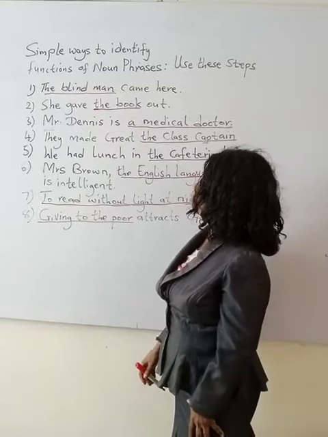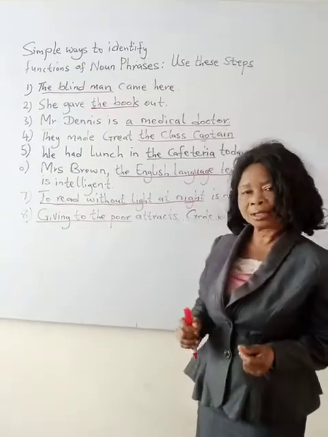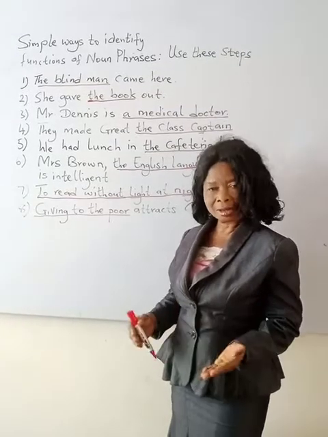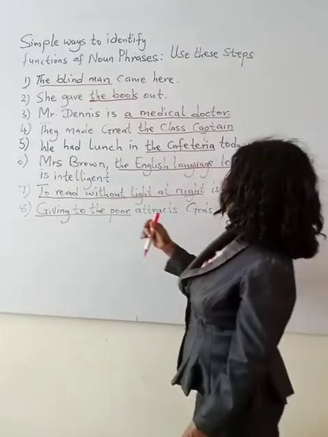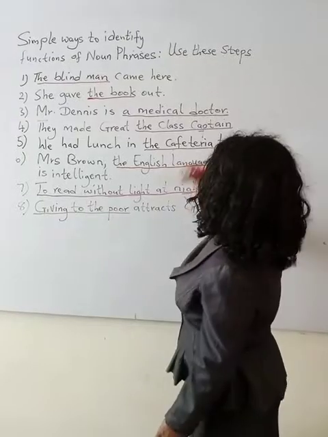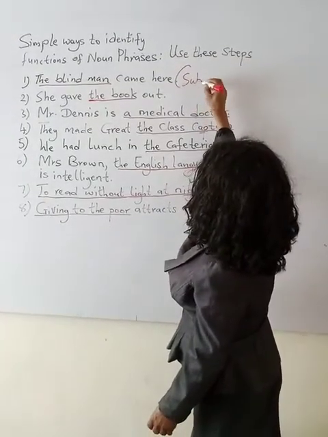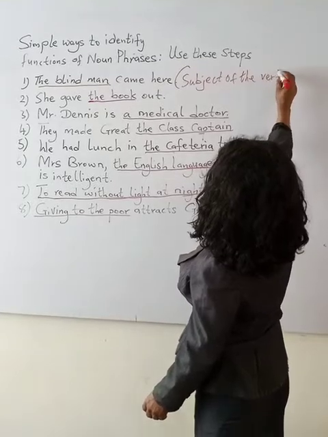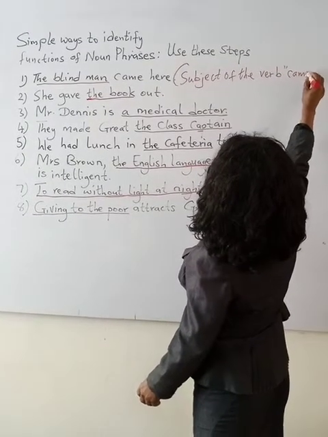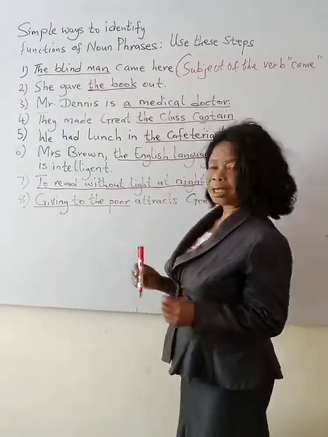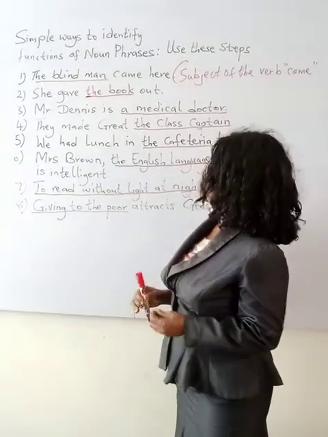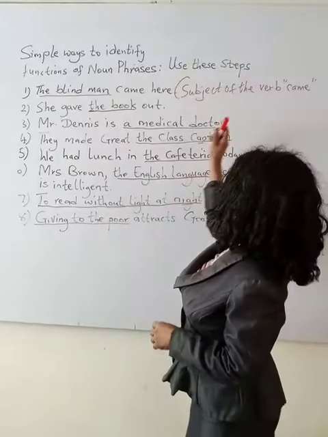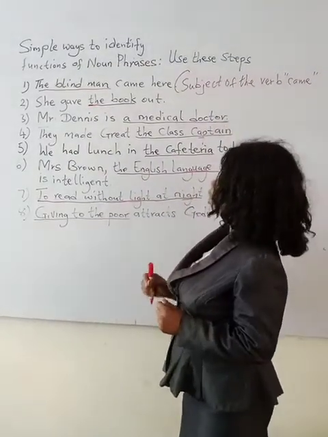Now, the first one, the blind man. The blind man is the subject of this sentence. So, it occupies the subject position. According to the rules, the blind man functions as subject of the verb. The verb in this sentence is came, and the subject is the blind man. It occupies the subject position, therefore, it functions as subject of the verb came.